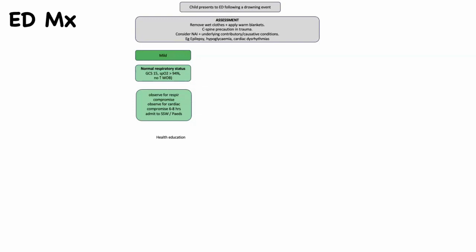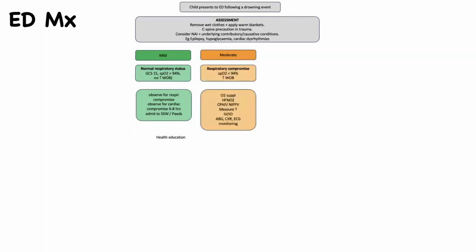The same basics go to everybody. So get them out of the wet clothes. If there's trauma, look at C-spine precautions. But if the patient is in cardiac arrest and you're having difficult ventilations or a difficult airway, that takes precedence over C-spine. Consider non-accidental injuries, especially in children. And don't forget to consider what might be causing the drowning in the first place. Is the patient hypoglycemic, having seizures, a dysrhythmia, or something else that's going on?